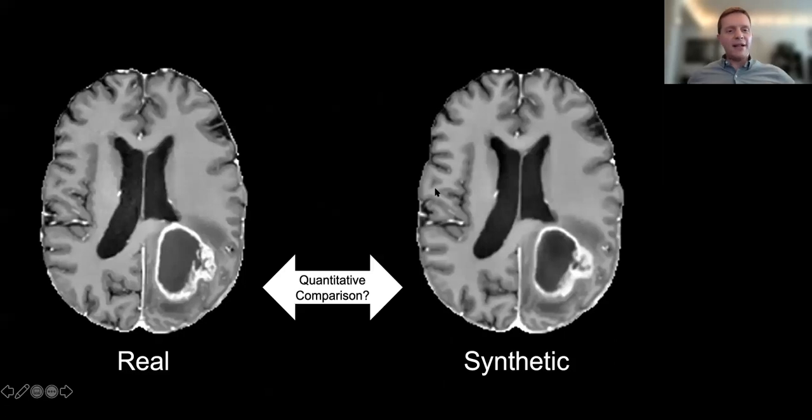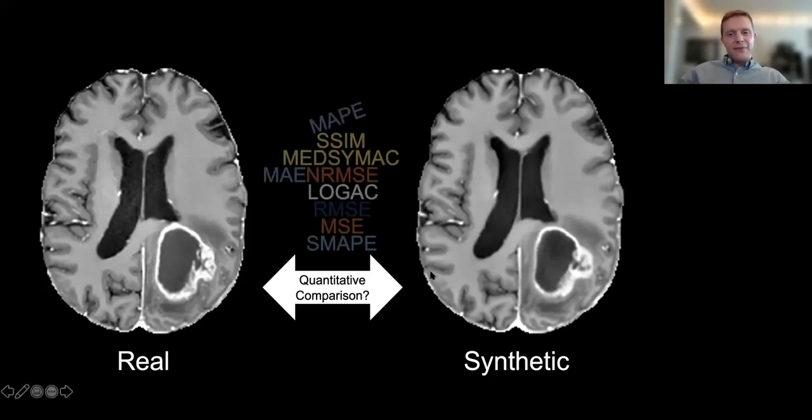So then we made all these synthetic images, and we're left with this really tough problem, which is how to actually quantitatively compare these real and synthetic images. And I'm guessing that some of you here have probably dealt with this problem before, but it's pretty challenging. And there's a ton of different metrics that are out there that you can use, but the question is which ones should you use and which ones make sense.